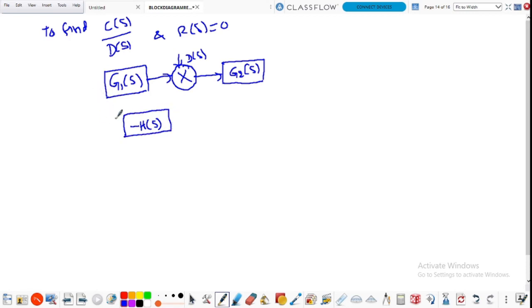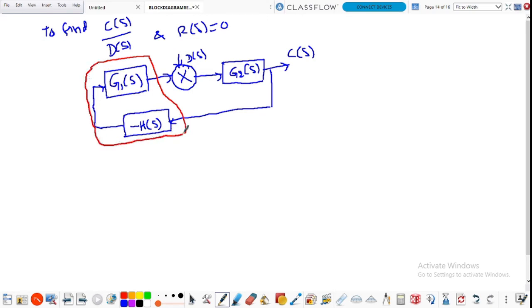So removing that summing point, this block is going to this one. This block is going to this one. And this is C of S. This is coming to this block. Now here G1 of S and minus H of S are in cascade connection. So combining cascade blocks, eliminating cascade blocks, cascade connection. These two blocks are in cascade connection.